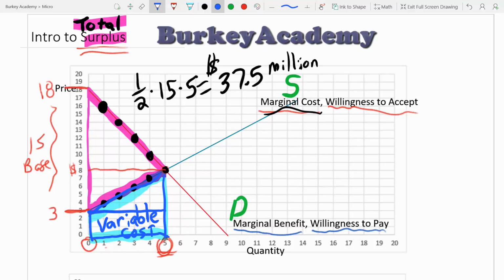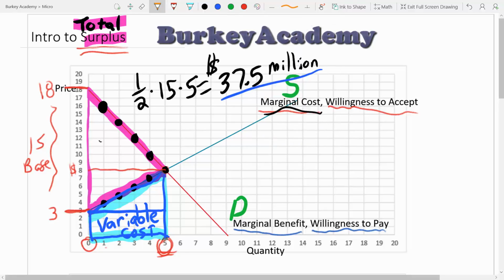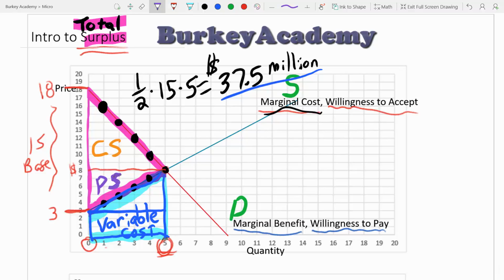Now this total surplus, just to finish up this introductory video, normally what we would do is take this total surplus, this total pink triangle of 37.5, or 37.5 million if we're talking about millions, normally we would divide this into two different parts. The top we would call consumer surplus, and the bottom we would call producer surplus. Now let's talk briefly about why and calculate them.